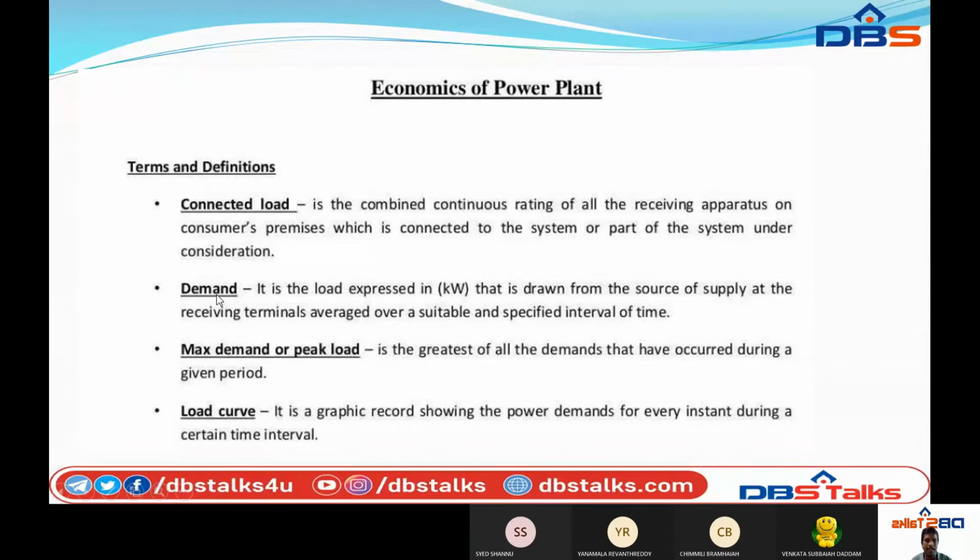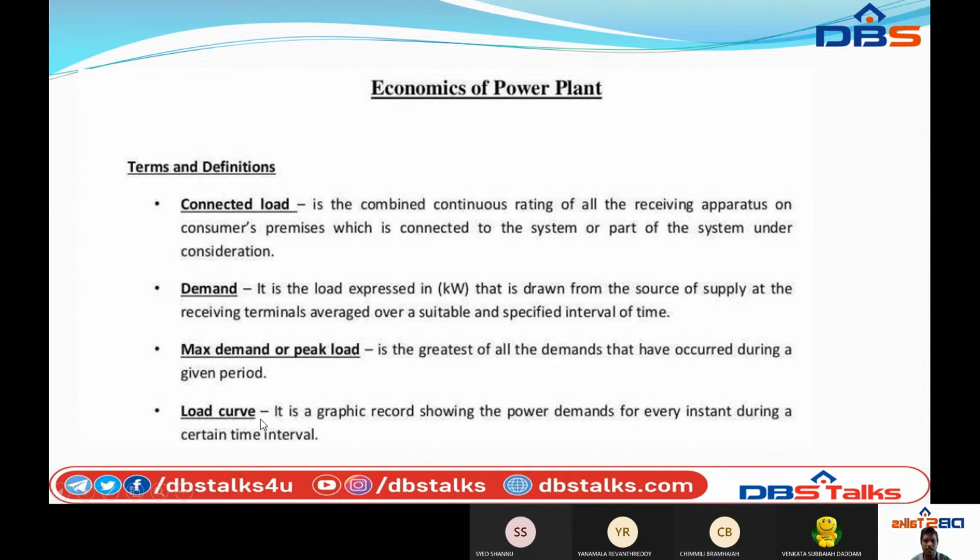Next, demand. Demand is completely based on consumer usage, at all times. That is related to domestic or commercial use, etc. Next, maximum demand. Maximum demand is the ratio between average load and load factor, which will be discussed later. Next, load curve and load duration curve. Those are two important factors in the economics of a power plant to estimate the power requirement or loads.